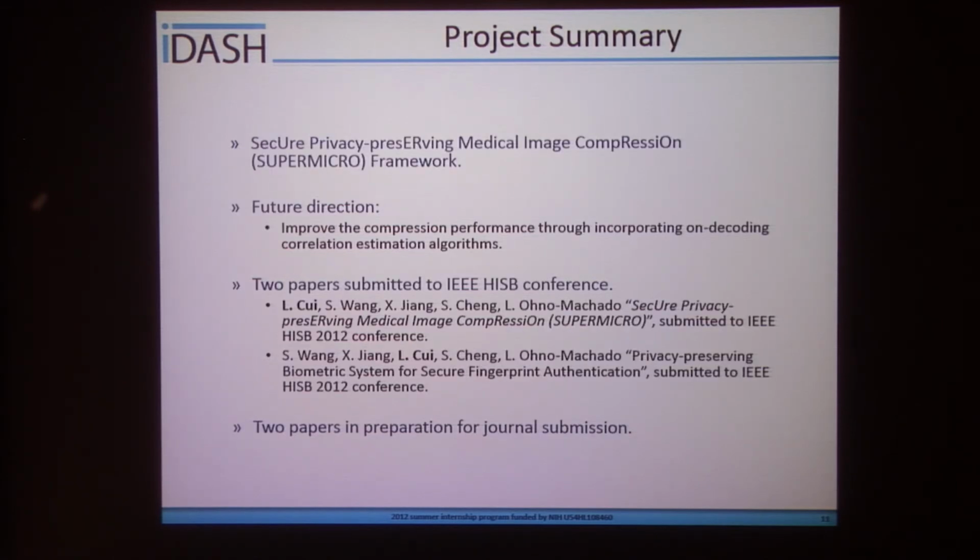In summary, we propose a secure privacy-preserving medical image compression, which guarantees the secrecy and the efficiency of the medical image sharing system. And for future work, we will continue to improve the compression performance by incorporating correlation estimation algorithms. And this summer, we submitted 2 conference papers and have 2 journal papers in preparation.